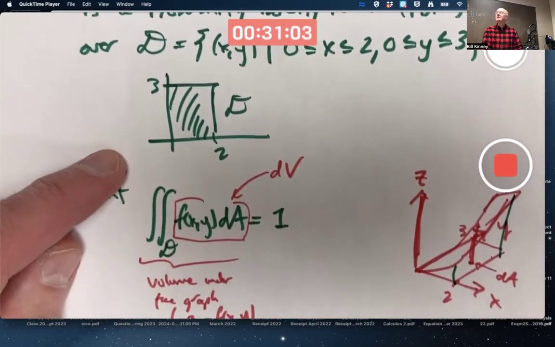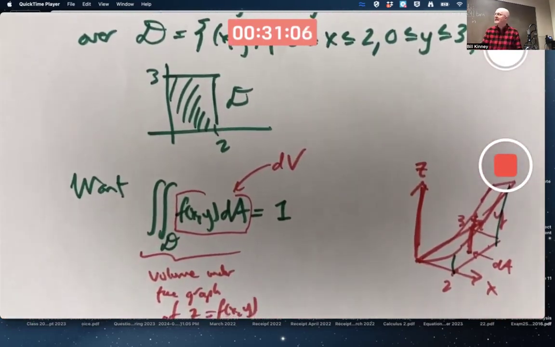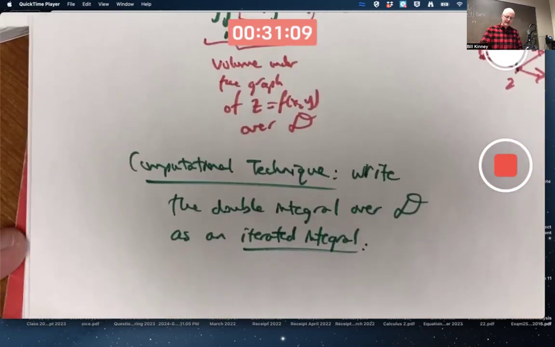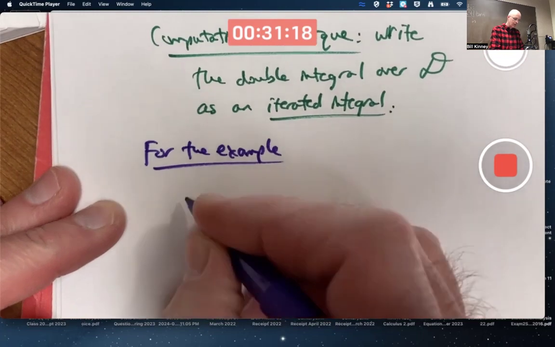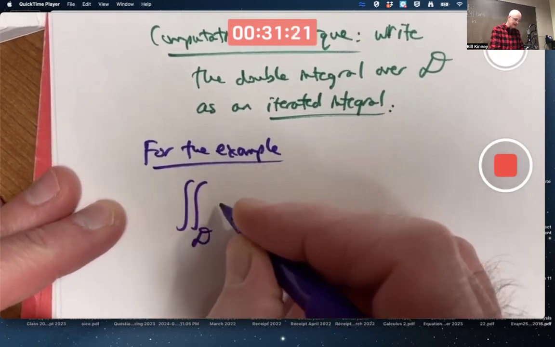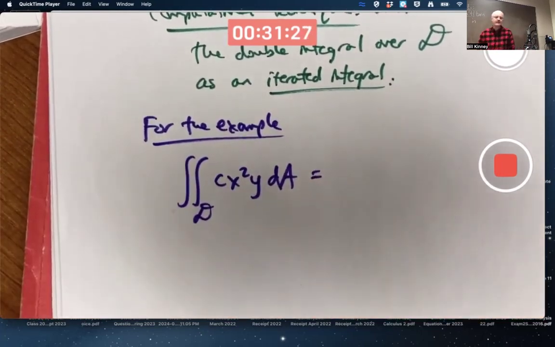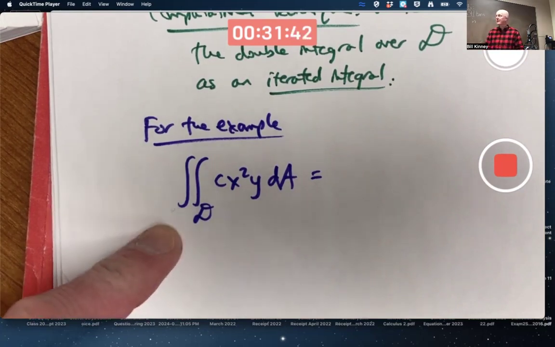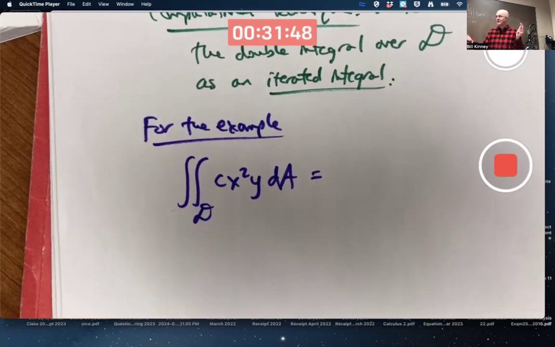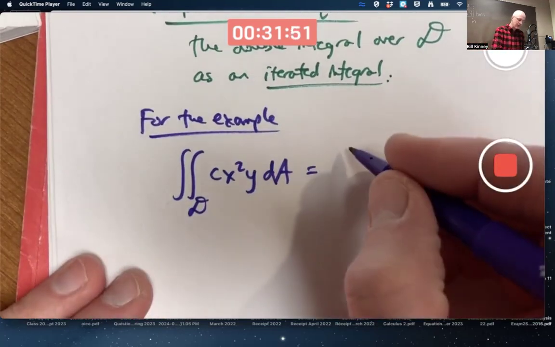When the domain is a rectangle, the iterated integrals are pretty easy. For this example, we're doing a double integral over D of c times x squared times y. We do replace the dA with what you might guess, dx dy, or the other way around, dy dx. And you do have ordinary limits of integration for these individual integrals. And there is an inner integral, which gets done first, and an outer integral, which gets done second. For emphasis, I will use parentheses.